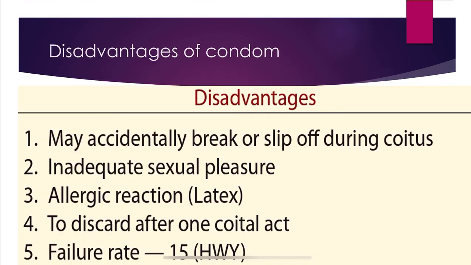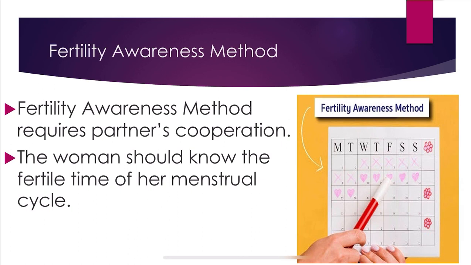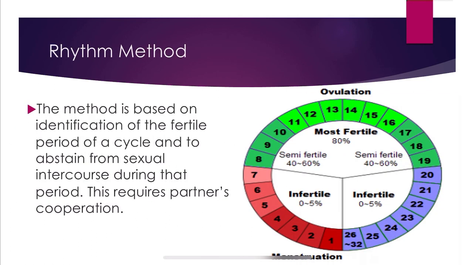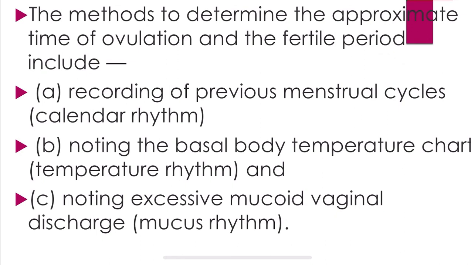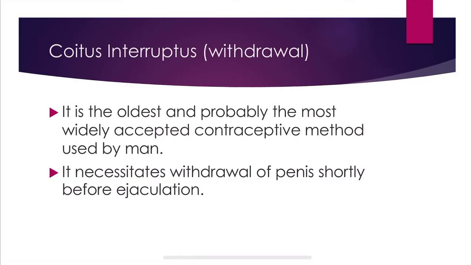Then we saw the disadvantages. They can break, resulting in accidental pregnancies. The sexual pleasure is reduced. They might cause an allergic reaction. They have to be discarded after each coital act, and the failure rate is also 15%. Then we saw the natural contraception methods, that is the fertility awareness method, rhythm method. Then we saw the recording of the previous cycle, and basal body temperature can be noted. Even cervical mucus study can be done. We saw coitus interruptus, that is the withdrawal method, where the person has to withdraw the penis shortly before the ejaculation.